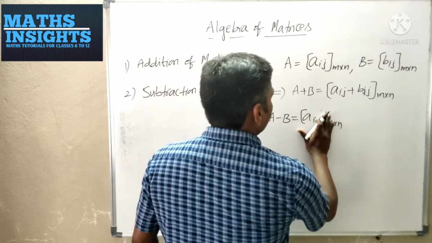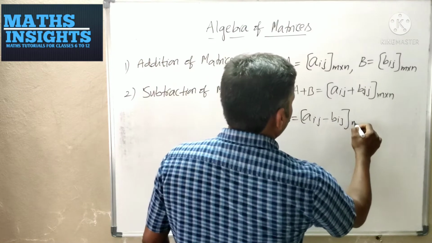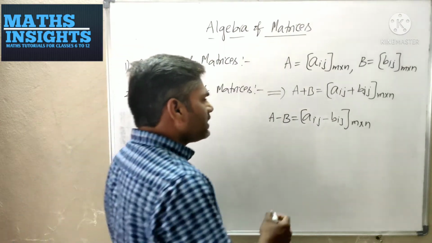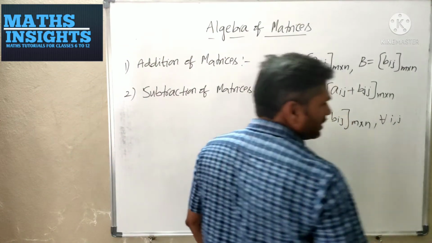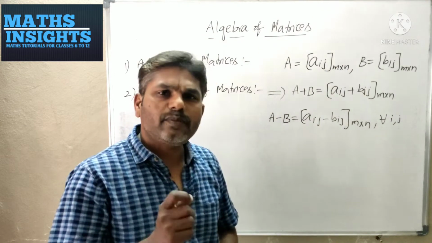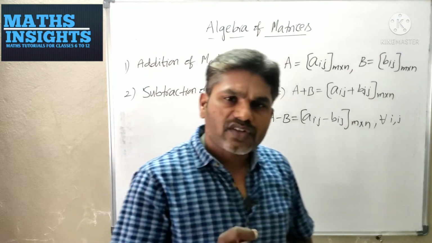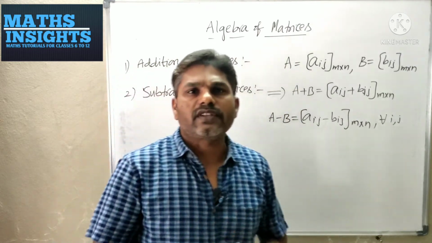Okay. So if you write A minus Bij, the resulting matrix should also have the same order. See, this will happen for all i comma j. Now we will discuss what are the properties to be followed by matrix addition and subtraction. Addition and subtraction are nearly the same, as we discussed.